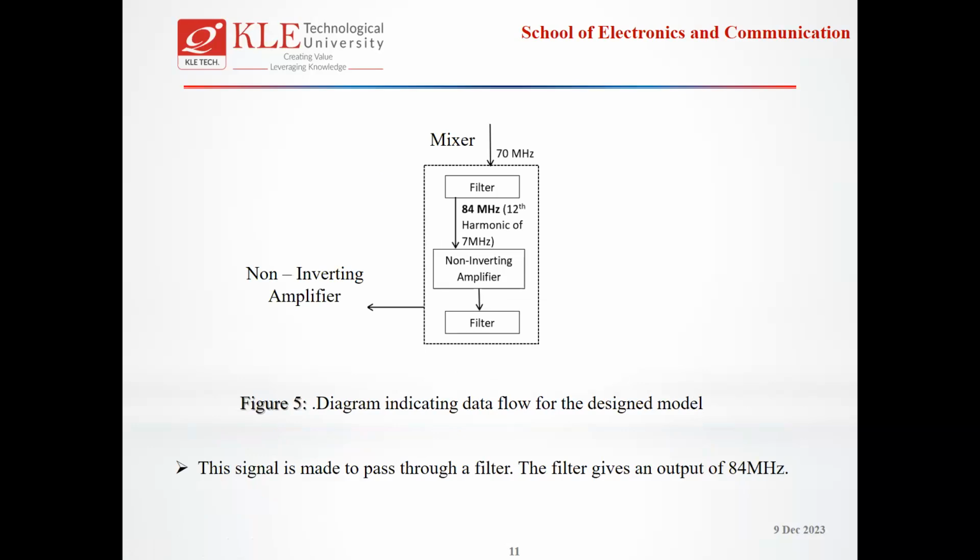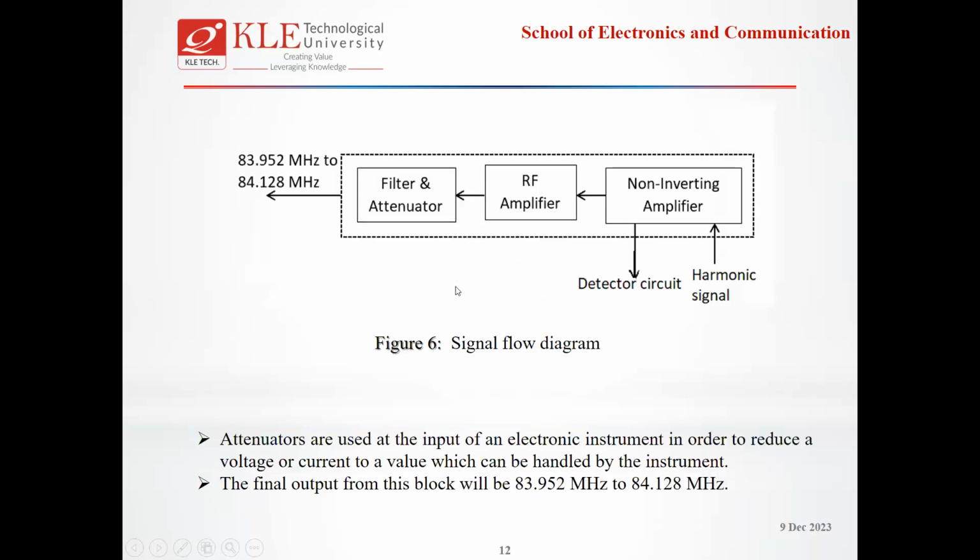And the output of this is also again given to another filter. Here we are taking the 12th harmonic of the filter. So at last we will be getting an 84 megahertz signal.